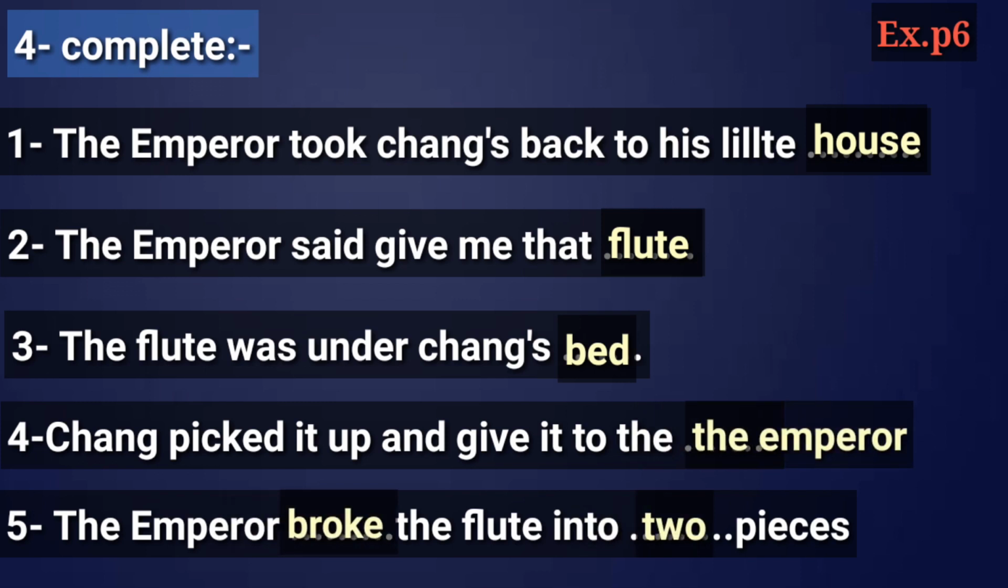Number 5, the emperor blank the flute into blank pieces. The right answer is broke, 2. The emperor broke the flute into 2 pieces. Number 6, the emperor said now blank and don't blank back. The right answer is go and come. The emperor said now go and don't come back.